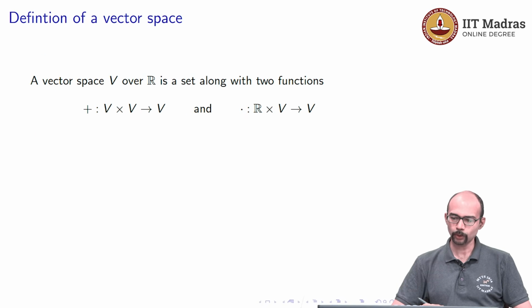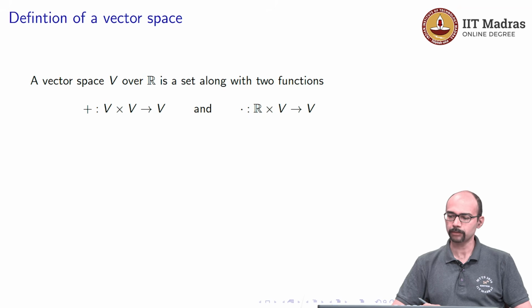A vector space V over R, what this means is that the numbers we are going to use for scalar multiplication are real numbers. Actually you could use other kinds of numbers, but for this course real numbers are good enough. So a vector space V over R is a set along with two functions, which I am going to denote by plus and dot. Plus corresponds to addition in Rn, and dot corresponds to scalar multiplication in Rn.